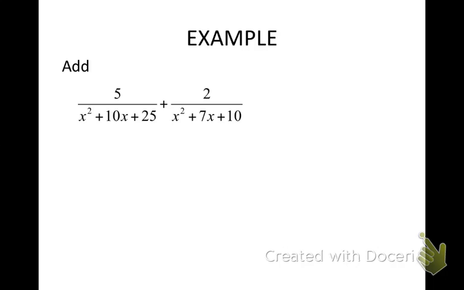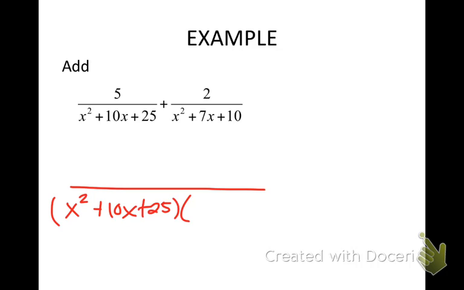5 all over x squared plus 10x plus 25. And then 2 all over x squared plus 7x plus 10. So do not do this. Don't say, oh, well, Mrs. Crowley said I need to have both on either side. So I'm going to have an x squared plus 10x plus 25 over here. And then I'm going to also need an x squared plus 7x plus 10, don't write this because this is not right. So then I would do 5 times x squared plus 7x plus 10.